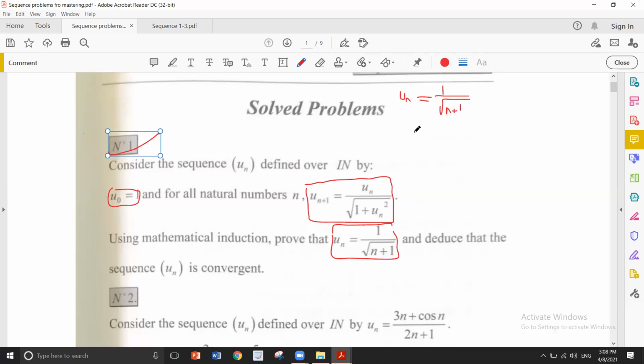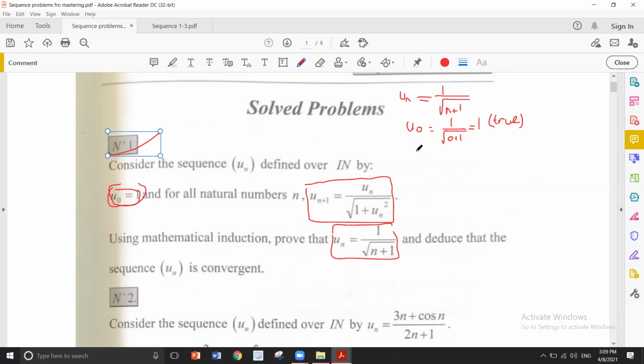First step, u0, what will be u0? It equals 1 over radical 0 plus 1, equals 1. And we have u0 equal 1. If you see here, u0 equals 1, which is true. This is true for the smallest value of n.